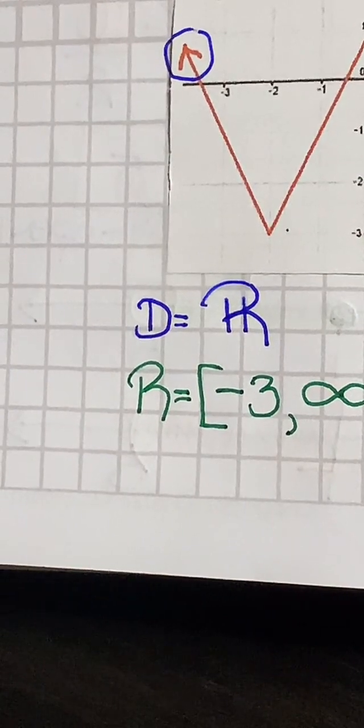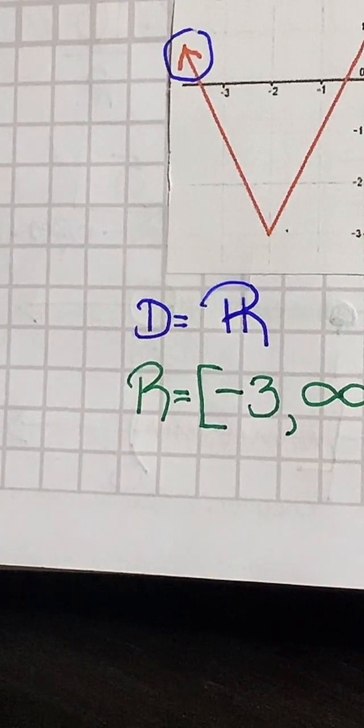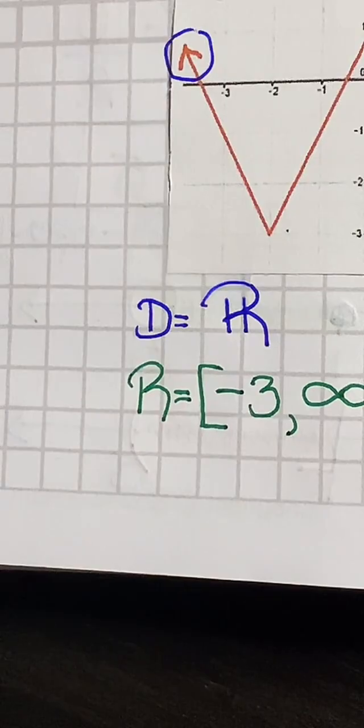Okay. All right, so you got the range. Okay. You should have known. That's okay. All right. So that is your domain and range.